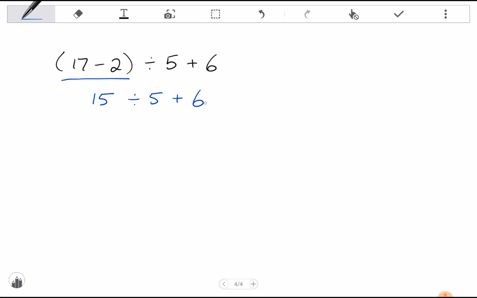Now we look at this line. We have division and we have addition. By BEDMAS, division is before addition, so we underline this as the operation we do next. 15 divided by 5 is 3, and then we write out what's left, plus 6. There's only one operation left to do: 3 plus 6 gives us 9. So there you have it. Remember to follow BEDMAS.